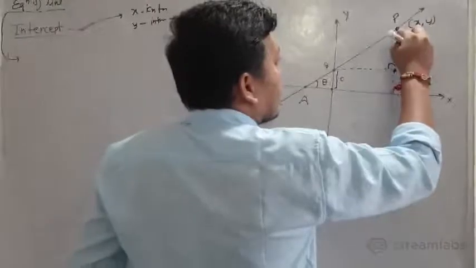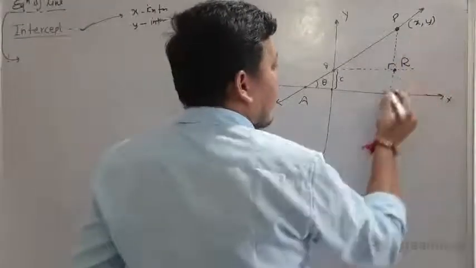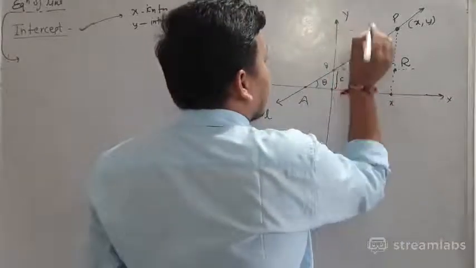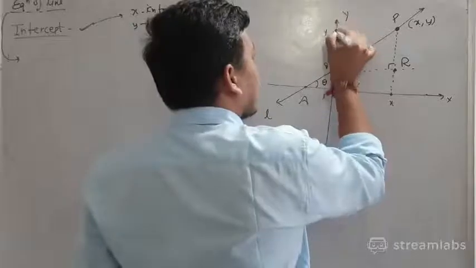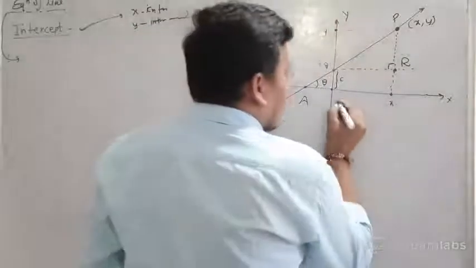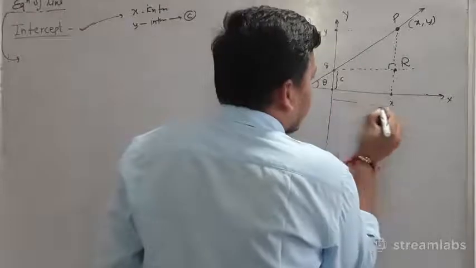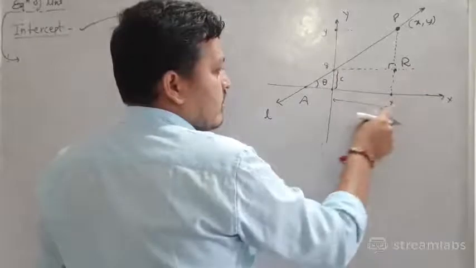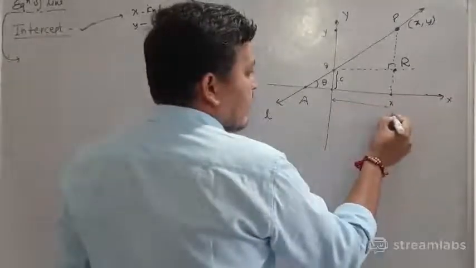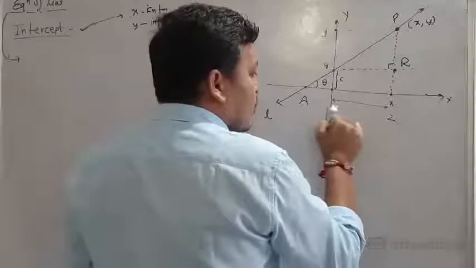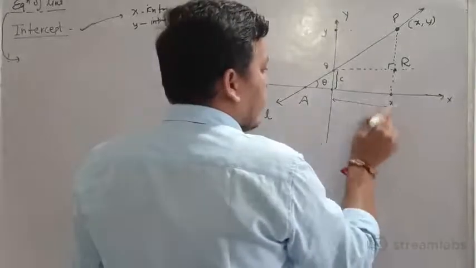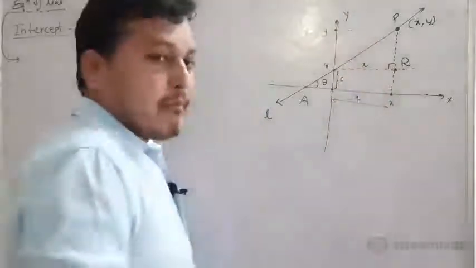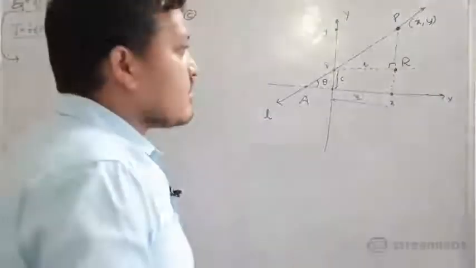Very good. Here is the point P whose coordinate is x comma y. So at this position this point is x, and similarly at this position this point is y. What is the distance from the origin to R? When this point is x, the distance from here is x. Suppose this is 2, then the distance from the origin to it is 2. So we can say that this point is x and this distance is also x, because both lines are parallel. Any doubt?